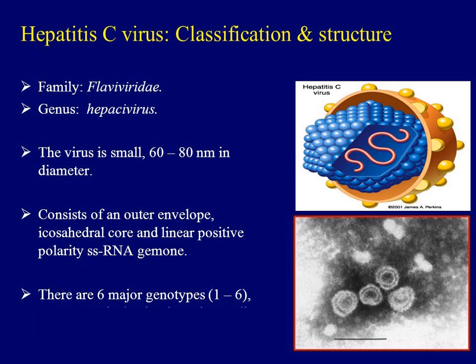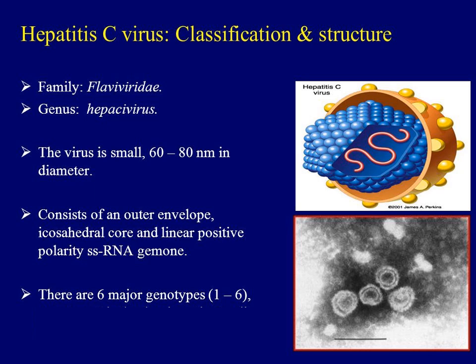Hepatitis C virus belongs to family Flaviviridae. Genus is Hepacivirus. This virus is a small, tiny virus about 60 to 80 nanometers in diameter. It consists of an outer envelope. You can see a brownish colored envelope is there, and there is also a blue colored icosahedral core inside the envelope. While the linear positive polarity single stranded RNA genome, you can see inside the blue colored core, there are pink thread-like structures.